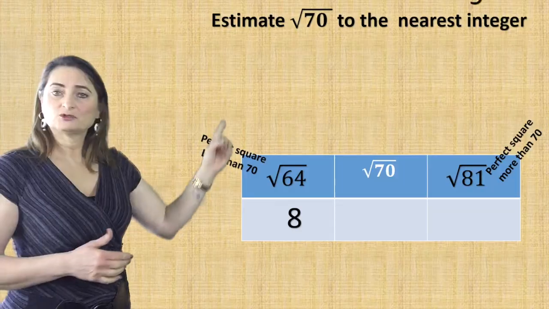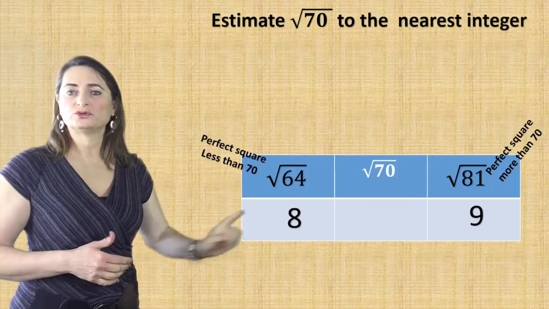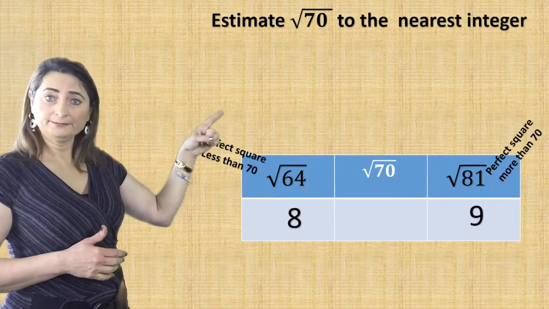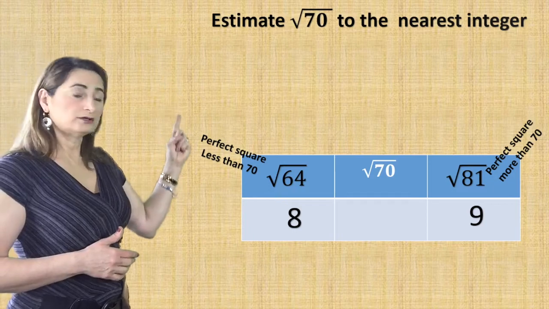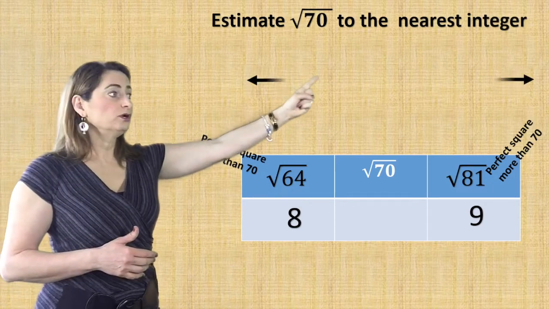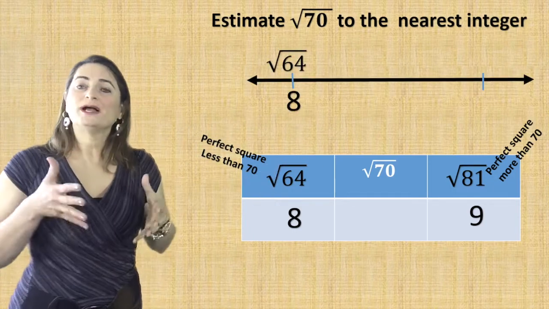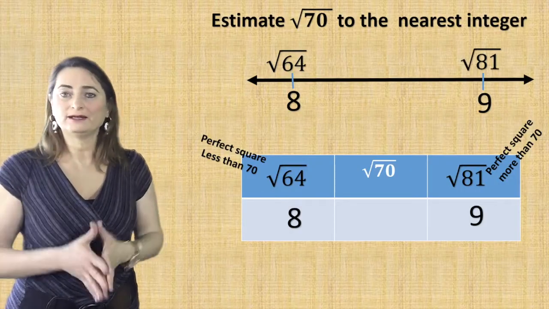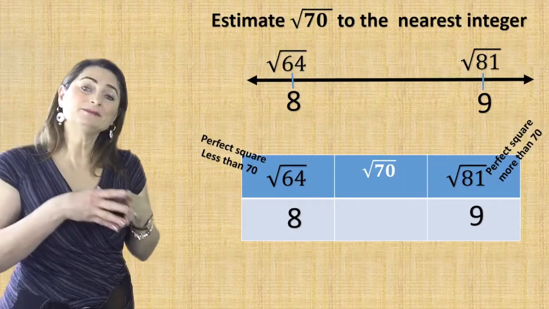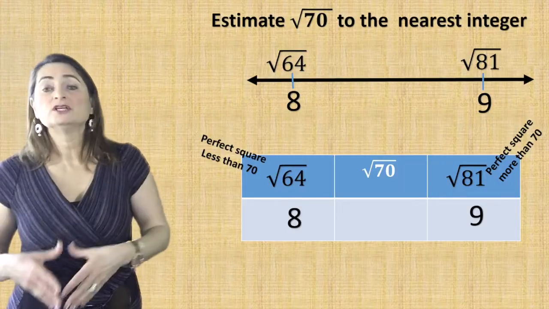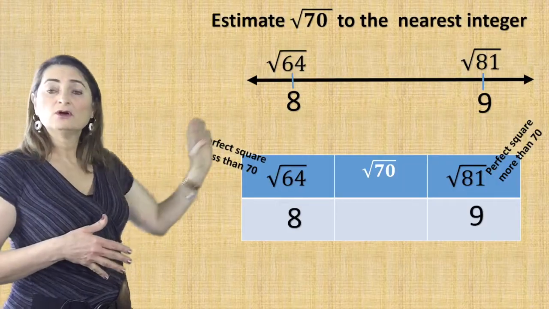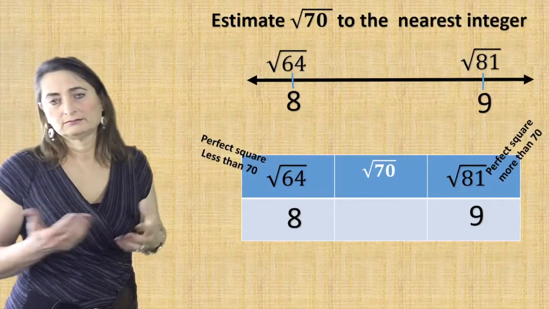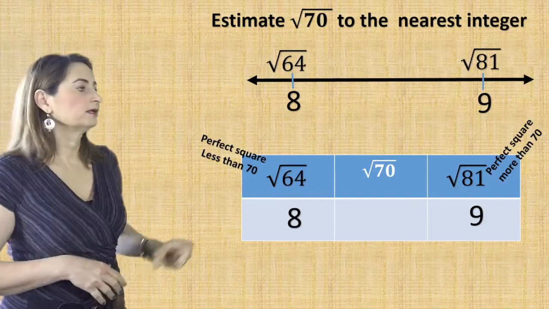Now I know that the square root of 70 is going to be between those two numbers. So on the number line, the square root of 64 equals 8. The square root of 81 equals 9. So I know the square root of 70 will be right in between 8 and 9. Since I am estimating to the nearest integer, is it closer to the 8 or is it closer to the 9? How would we decide?